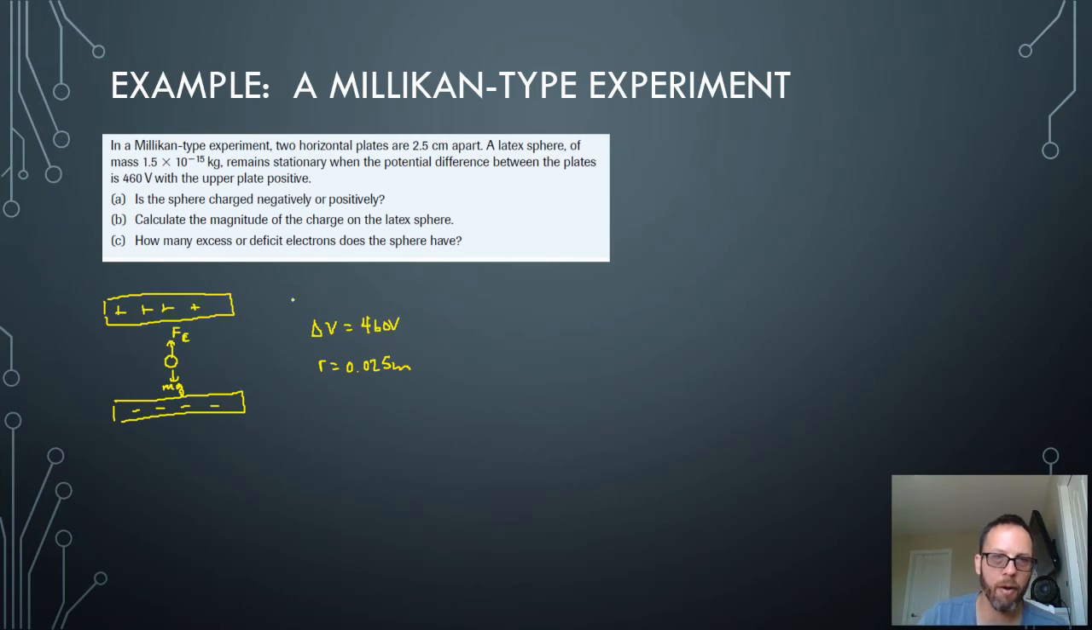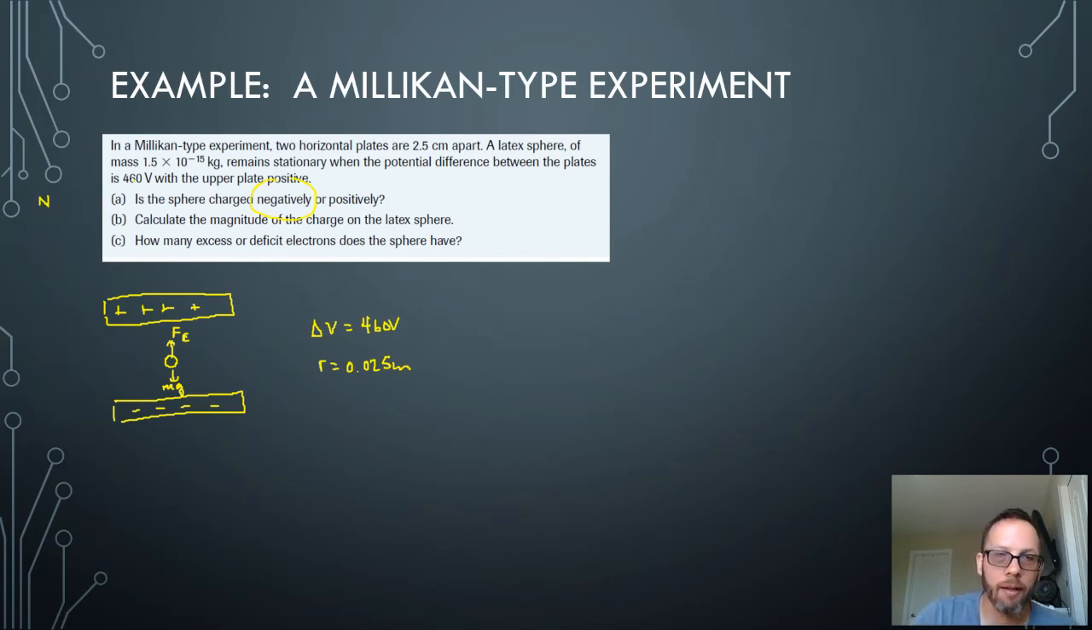Now we can answer part A. Is the sphere charged positively or negatively? What do you think? Well, since it's being repelled from the negative plate and attracted to the positive plate, we know that the answer to part A is it's a negative charge. I don't think that shows up okay.